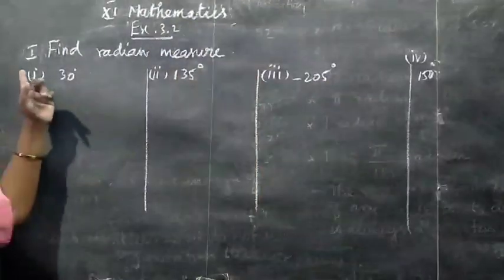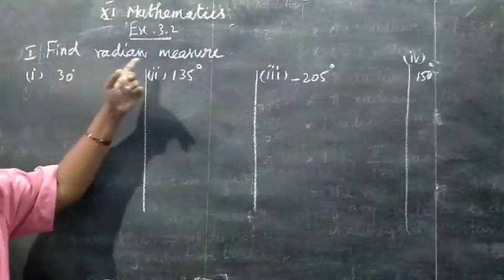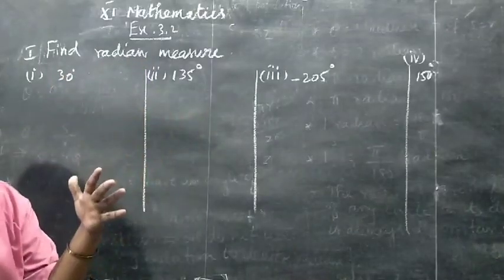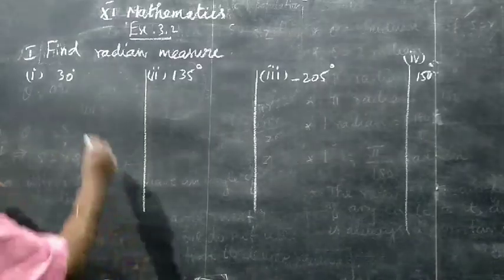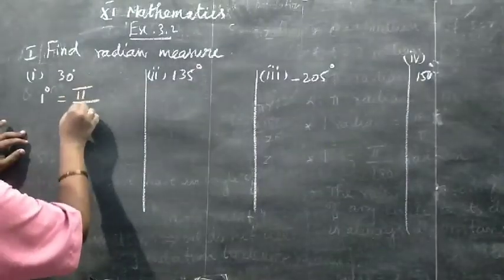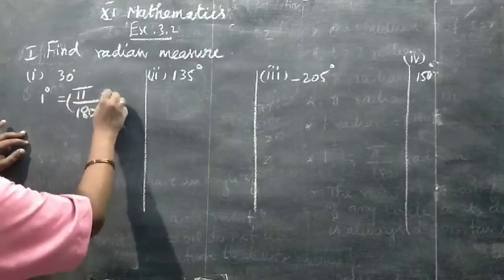Now we are going to see Roman letter 1. That is, find the radian measure. You are given the degree measurement, and you are going to find the radian measure. We know that the formula for 1 degree is pi by 180 radian.